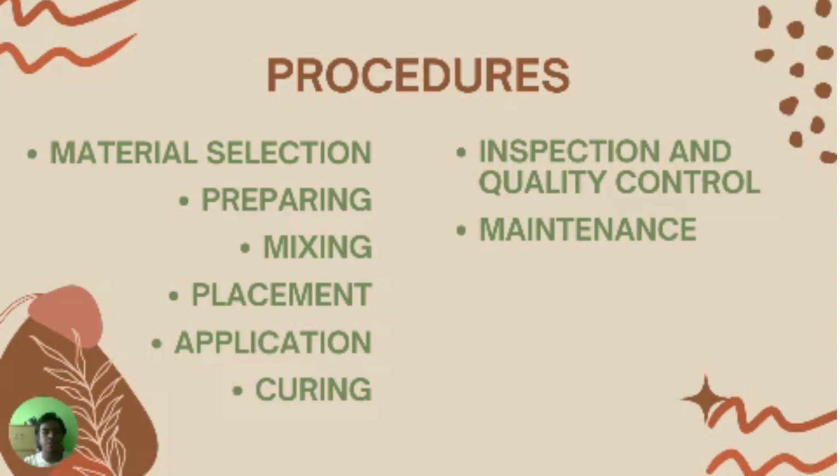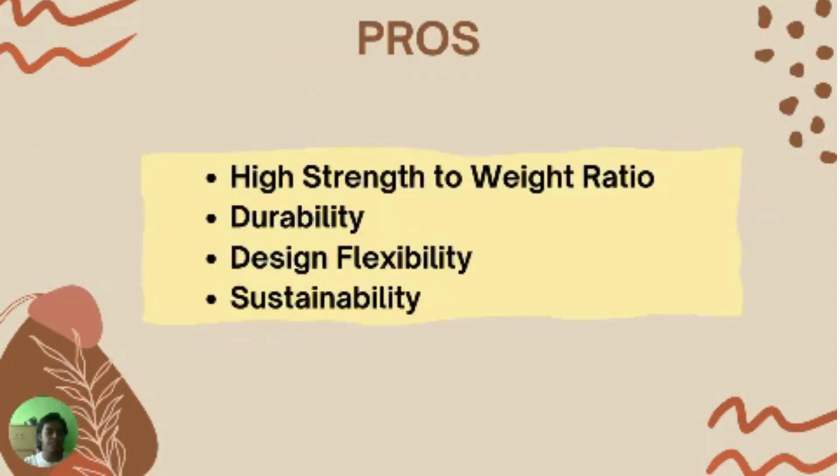Let's move on to the pros and cons. First, for the pros, of course, carbon fiber has a very high strength-to-weight ratio. It has a high tensile strength, making it much stronger than traditional materials like steel or aluminium, while being significantly lighter.